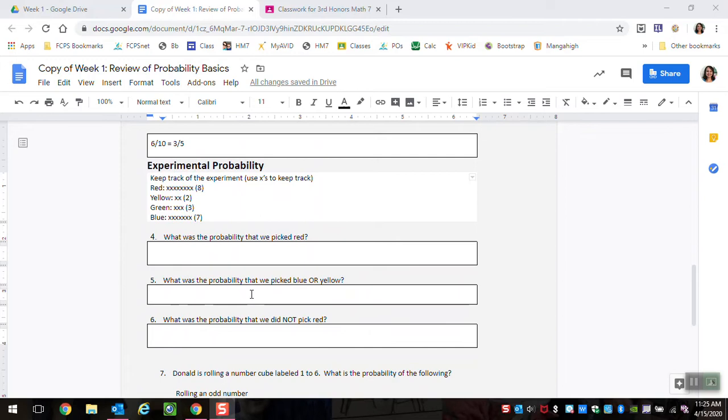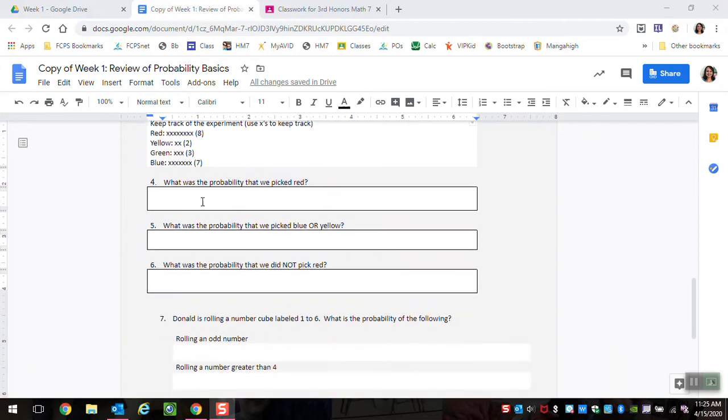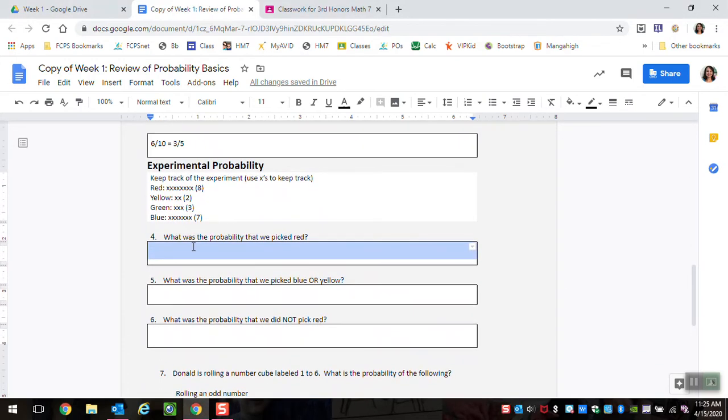Okay, so what is the probability that we picked red? So now I need to look at my experimental results. So I picked red 8 out of 20 times, which would simplify into 4 out of 10, which would simplify into 2/5.